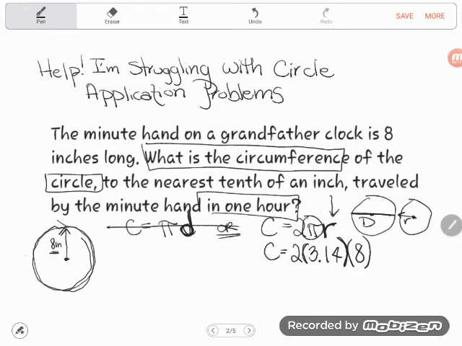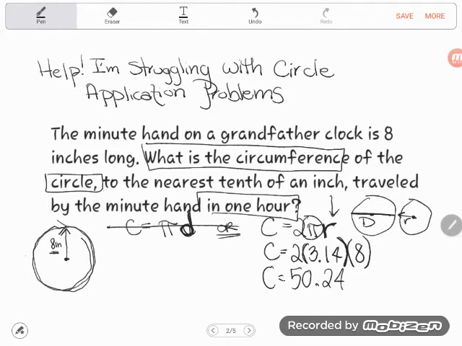So let's put this in our TI. 2 times 3.14 times 8 gives us 50.24. Now that I have my solution, two things I should do. I should check for any rounding directions, and I should figure out my unit. So let's go look to see if we have any rounding directions.